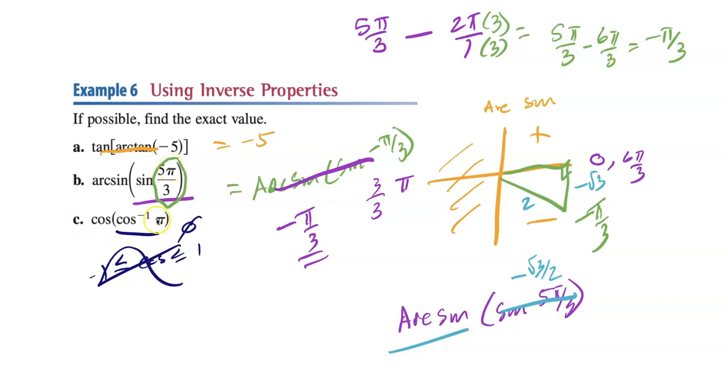It would work. This one, if you try to do cosine inverse of pi, if you put that in your calculator or do it by hand, you're not going to get an answer. It's not possible. This is too big. So this one cannot work.